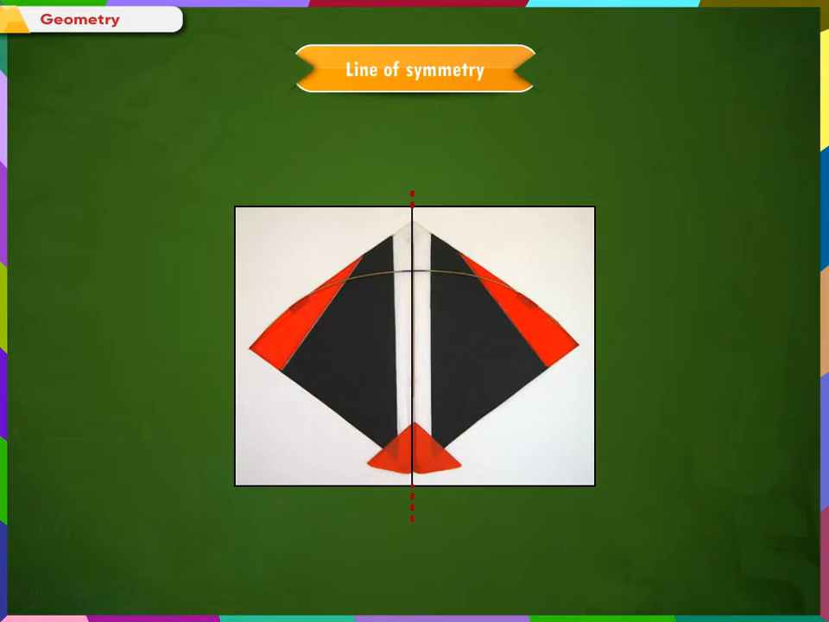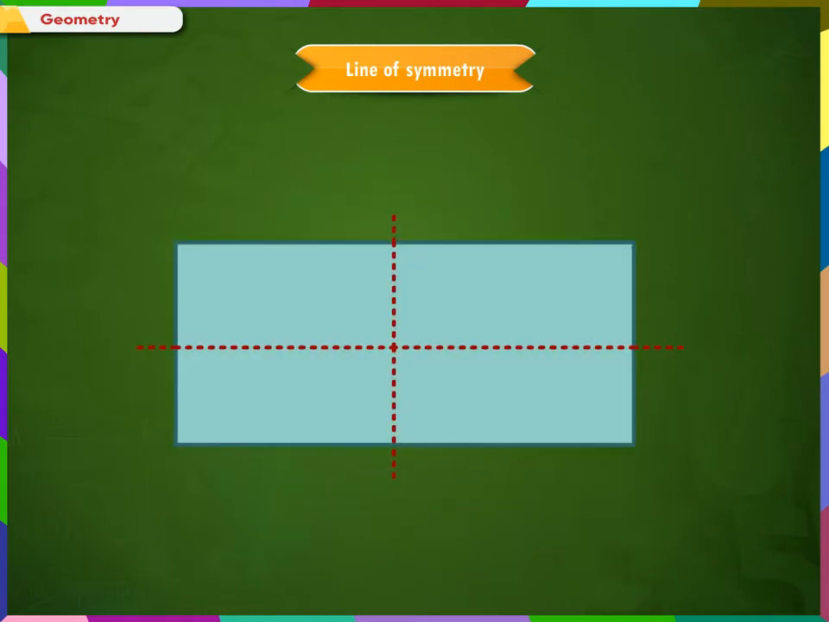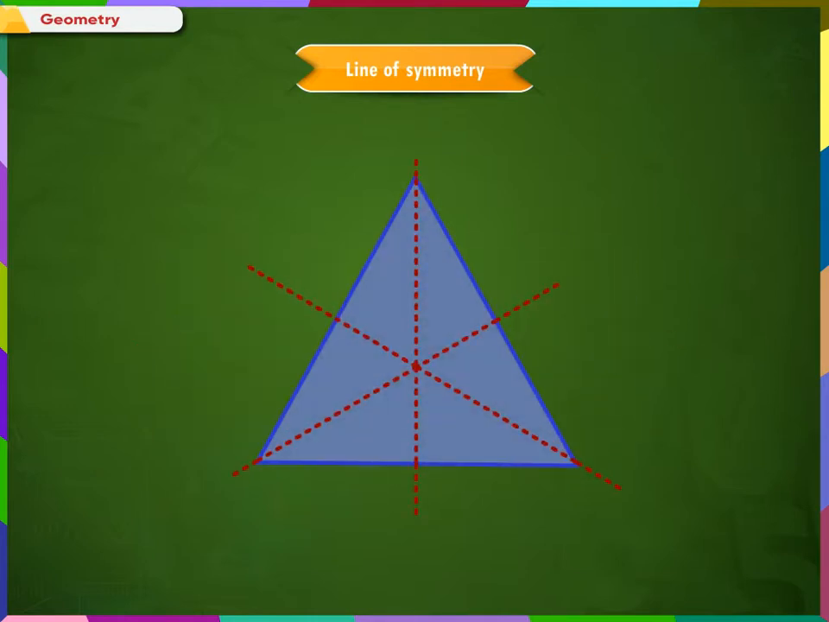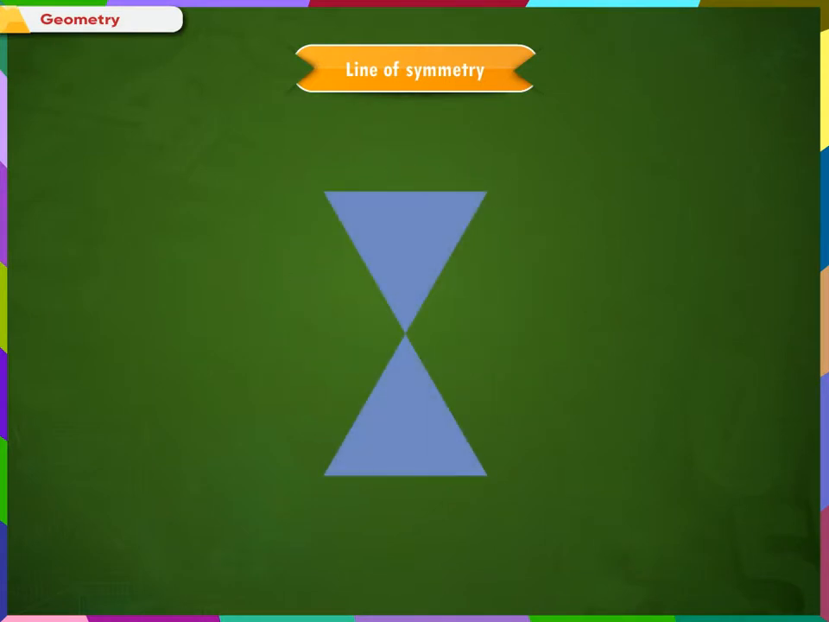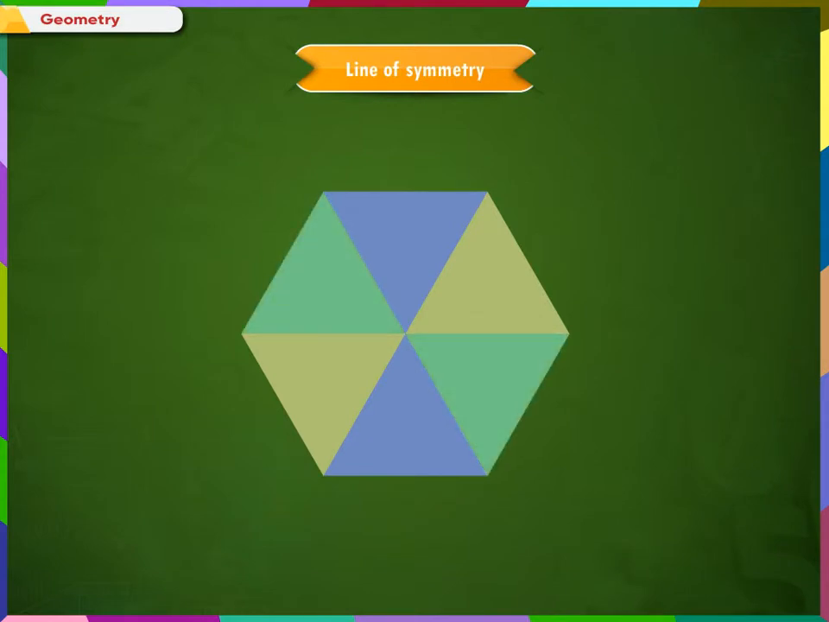A kite shape has only one line of symmetry. A rectangle has two lines of symmetry. An equilateral triangle has three lines of symmetry. A circle has an infinite number of lines of symmetry. A shape may have just one or more than one line of symmetry.